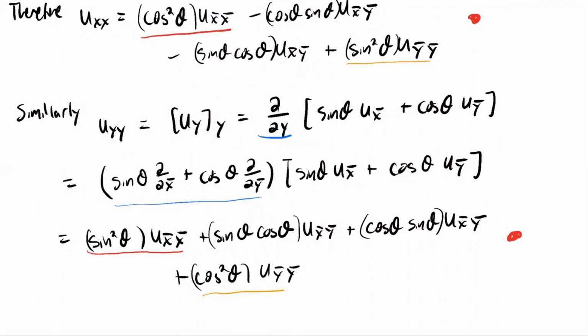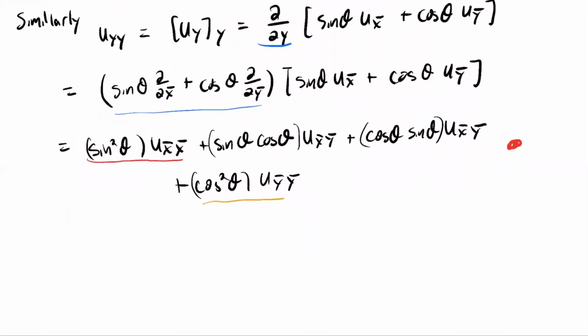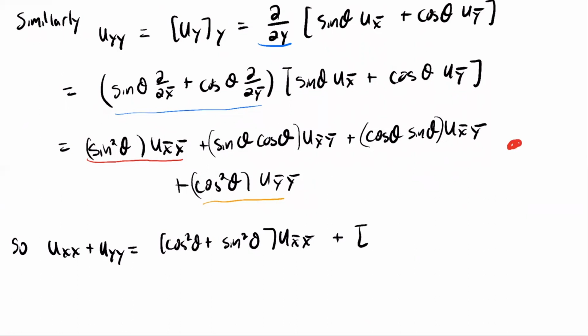And so if we do this algebra, adding these two quantities together, we end up with cosine squared theta plus sine squared theta times u_x bar x bar, plus the same thing in front of u_y bar y bar, and then plus 0, because the other terms cancel.